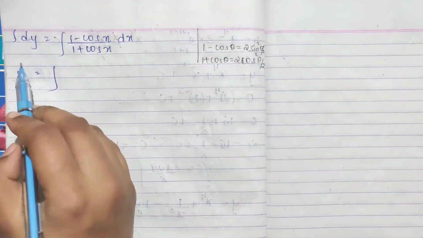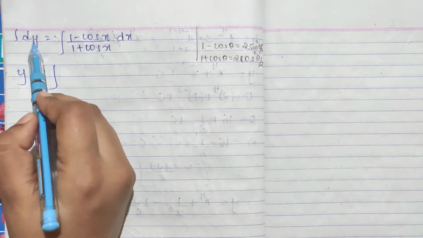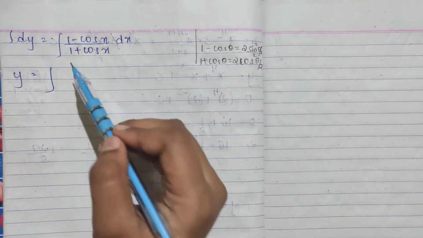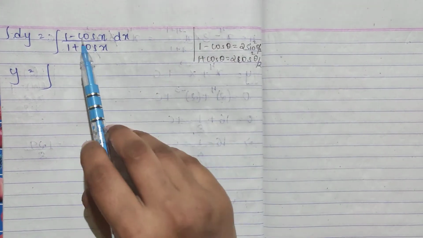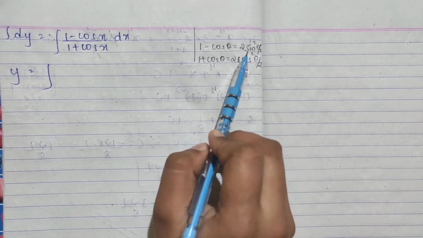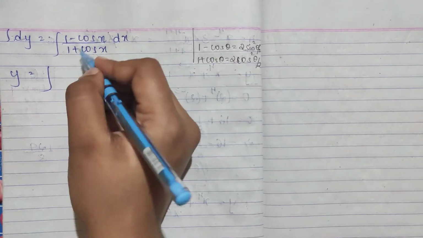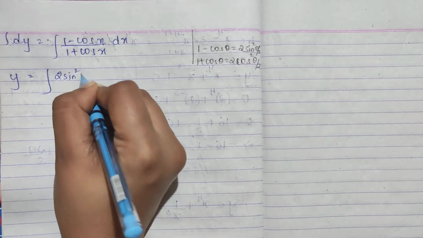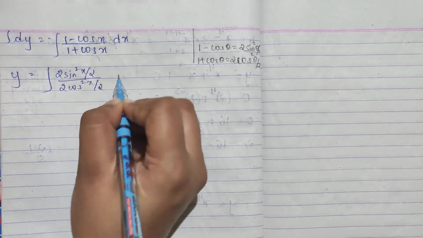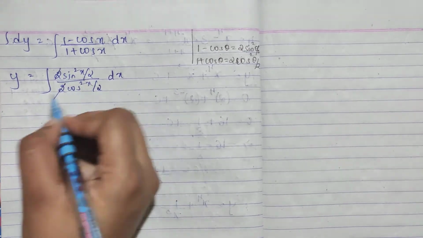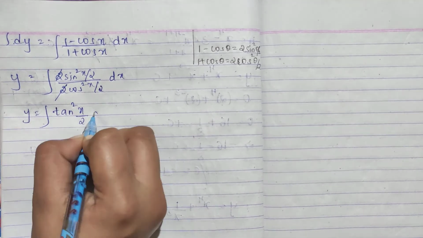So here you have integration dy, integration (1 minus cos x) divided by (1 plus cos x) dx. Integration of dy is y, right. Now for the integration, these are standard formulas, you know it. In the half angle formula, 1 minus cos theta is 2 sin square theta by 2, and 1 plus cos theta is 2 cos square theta by 2. So the same we substitute here: 2 sin square x by 2 whole divided by 2 cos square x by 2 dx. So the 2 gets cancelled and you have sin by cos, which is tan square x by 2 dx.